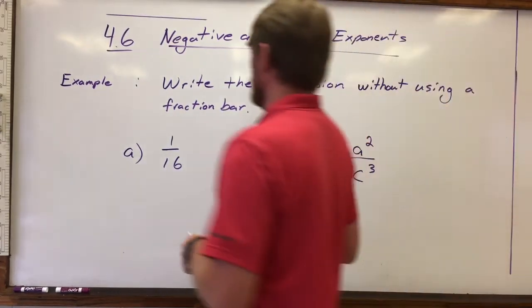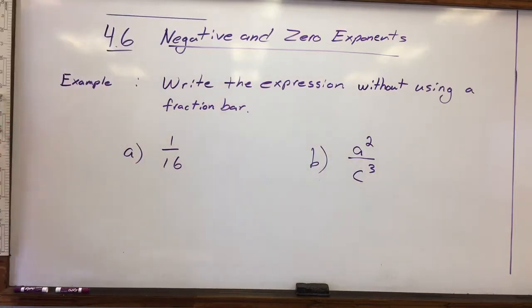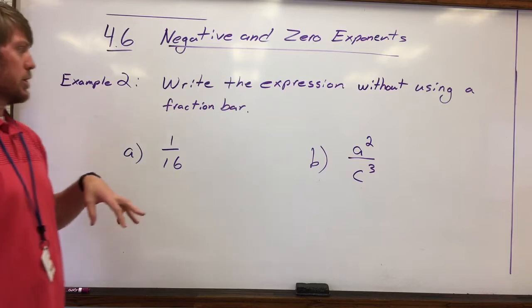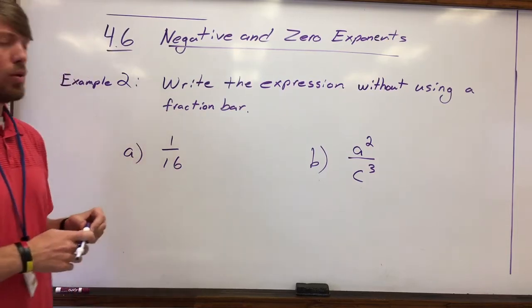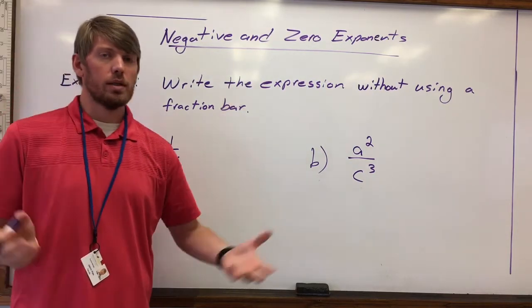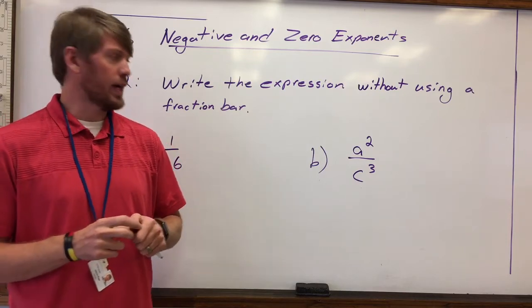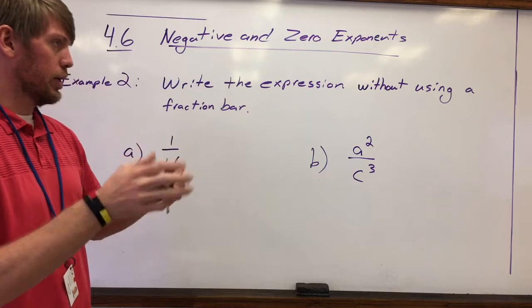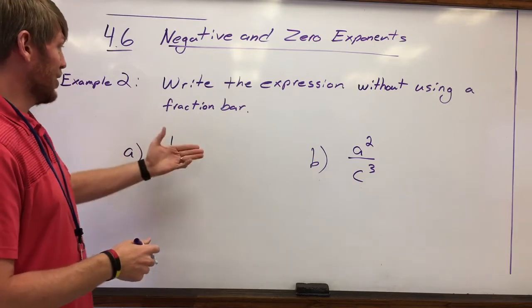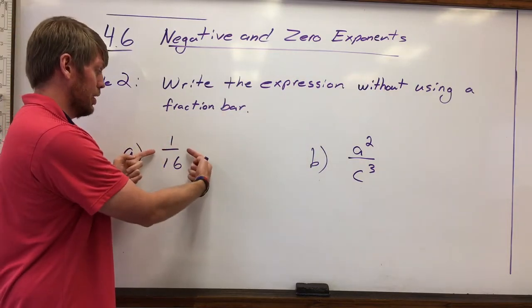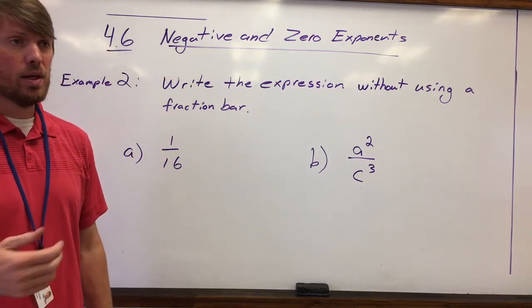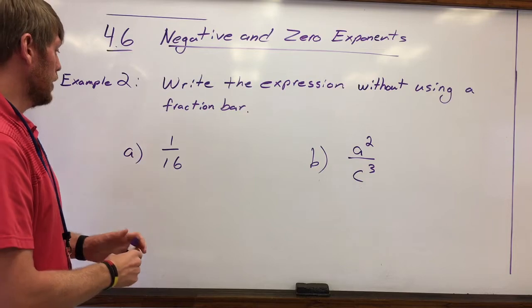All right, in example 2, the directions have changed a little bit. Sorry, example 2, there you go. It says write the expression without using a fraction bar. So I don't want you to get the idea in your head that negative exponents are a bad thing. It just is what it is, but here the directions say no fraction bars. So that means we're actually going to have to use negative exponents for our answer.